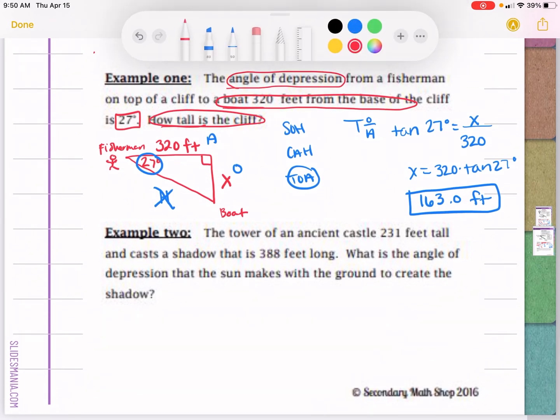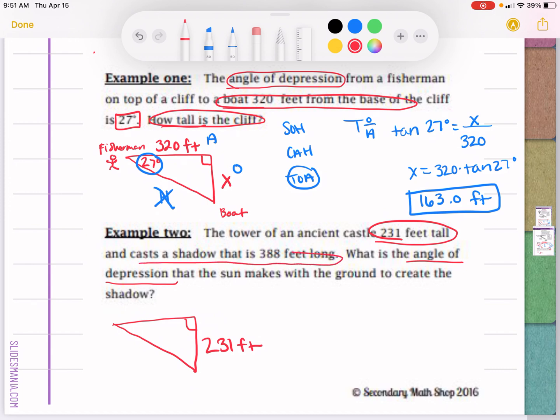Our next problem, I'm going to check if it's angle of elevation or depression. Here I see it's an angle of depression. So remember, if it's an angle of depression, you draw your triangle upside down. So it says the tower of an ancient castle, 231 feet tall. So that's my height, 231 feet tall. Casts a shadow that is 388 feet long. So if you're thinking about a shadow and the way you're looking at it, the shadow is usually horizontal. It's made on the ground. So that would be on the horizontal line here.